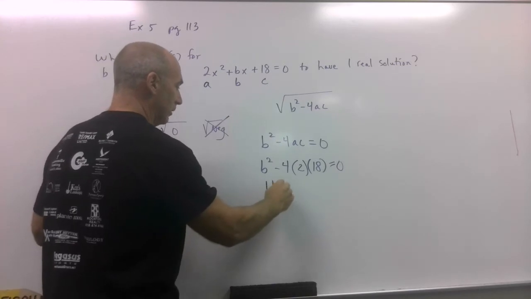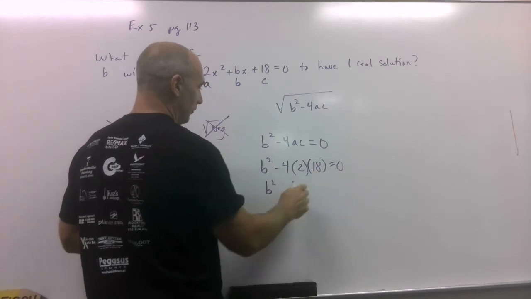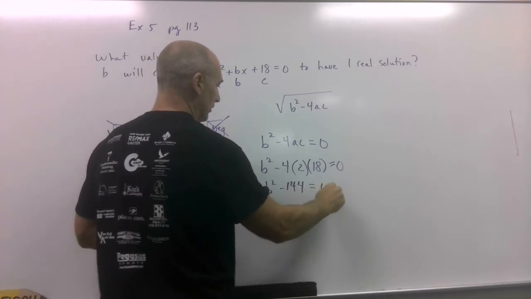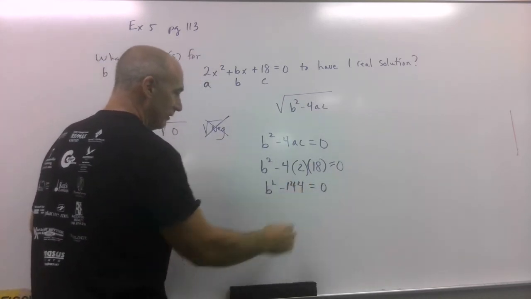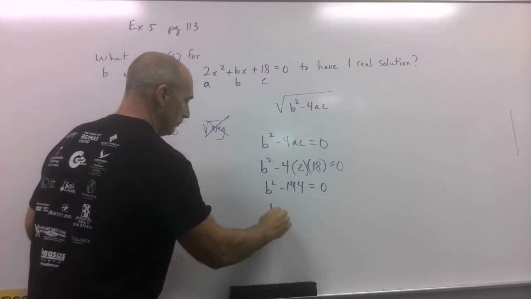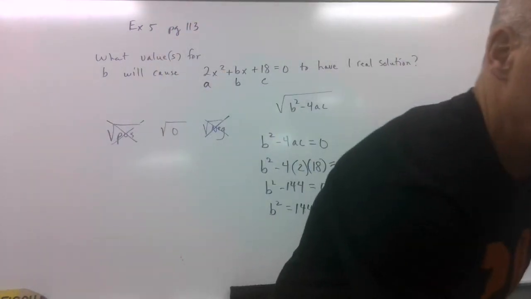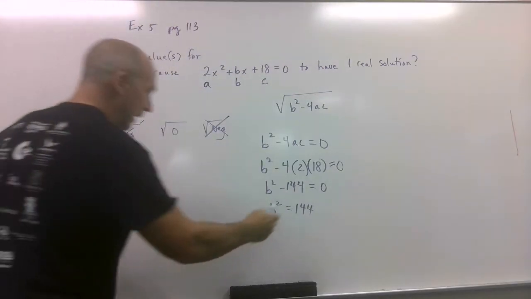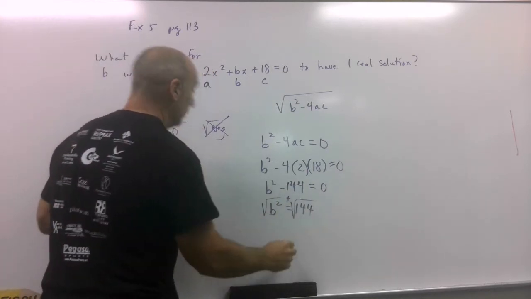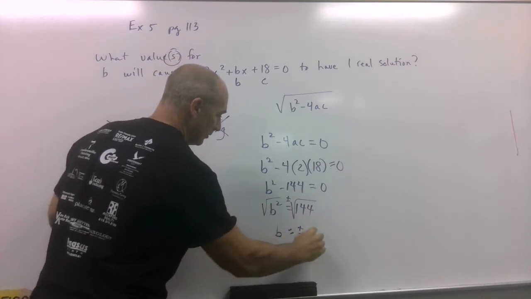So I get B squared. Now that's 8. 8 times this is 80, and 64 is 144. So minus 144 equals 0. Now if I add 144 to both sides, I'm going to get B squared equals 144. And then we use the old trick. Do the right thing. That's where this comes in play. So we're going to get B equals plus or minus 12.